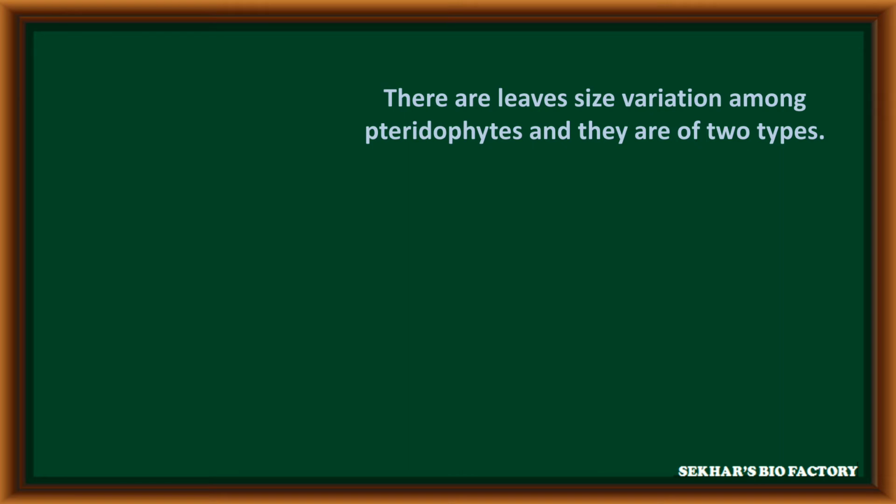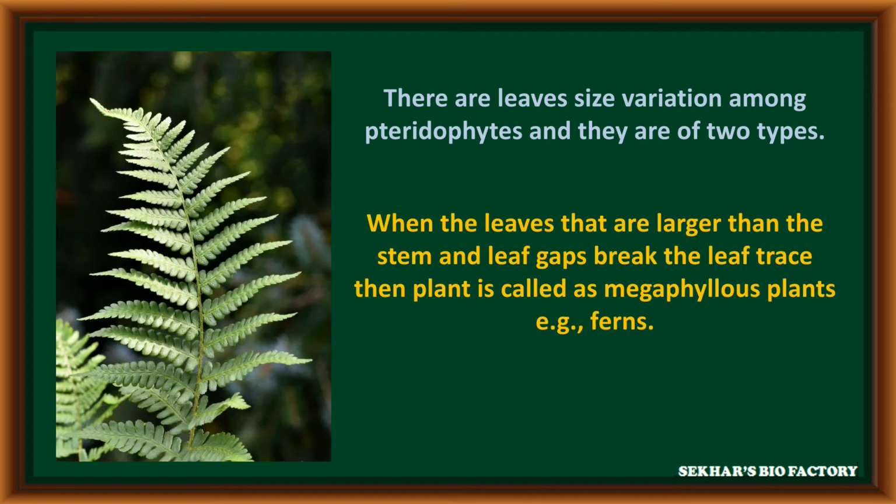There is leaf size variation among pteridophytes and they are basically of two types. When leaves are larger than the stem and leaf gaps break the leaf traces, such types of leaves are called megaphyllous. The megaphyllous type of leaves is present in fern plants.